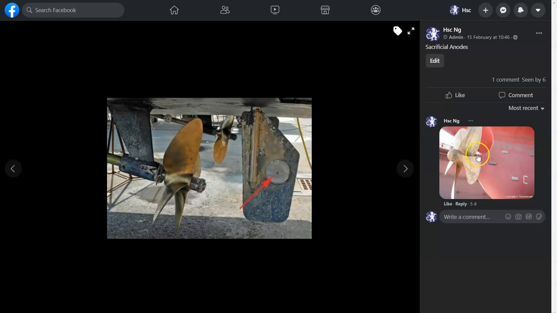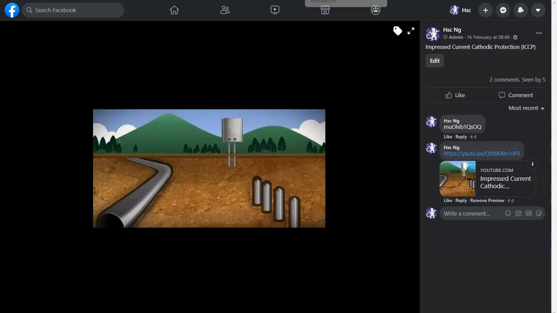You buy them from boating stores. I hear they're anywhere between $20 and $50, depending on how big they are. But if you have something bigger than a boat, you can put a sacrificial anode on lots of things. But if you have something like a bridge or a pipeline, what you can do instead is impressed current cathodic protection, which is sometimes just referred to as impressed current protection, because all of these are cathodic protection. So it's ICP.